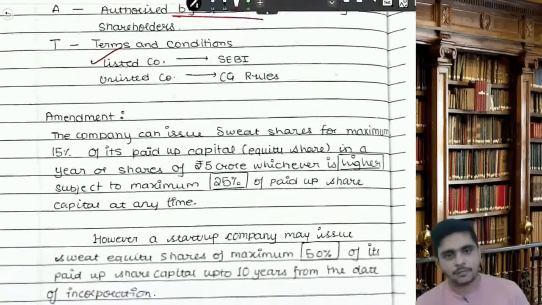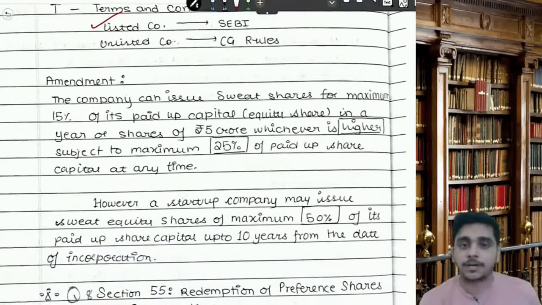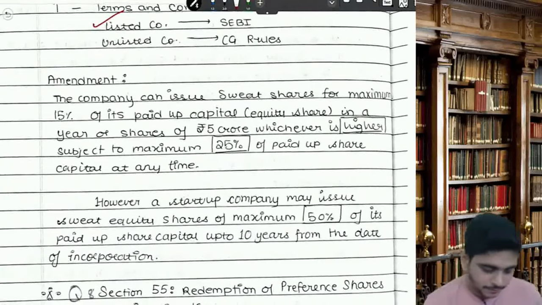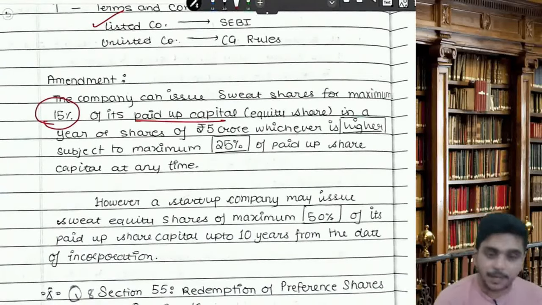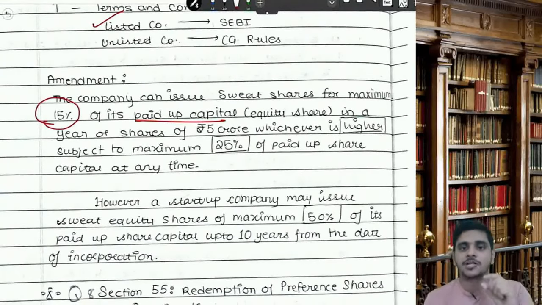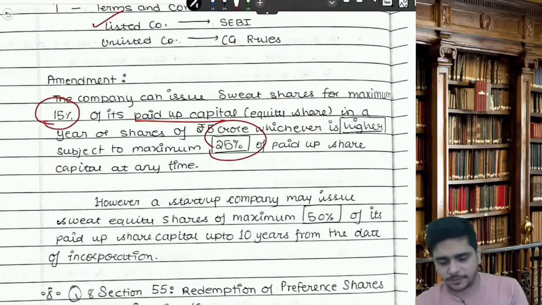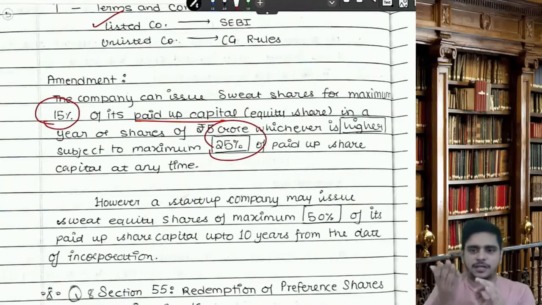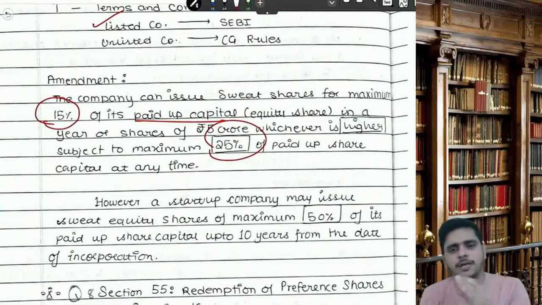Now, the company can issue sweat equity shares for a maximum of 15% of its paid up capital in a year, or shares of rupees 5 crores, whichever is higher. In terms of number, it is 15%. In terms of value, it is 5 crores, whichever is higher. Subject to maximum 25% of paid up capital at any point of time.